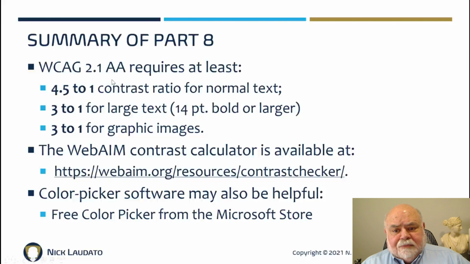So in summary, WCAG specifications for version 2.1 AA version tells you that you need to find a contrast ratio of 4.5 to 1 for normal text, that you can go down to less contrast, 3 to 1 for large text and for images. Large text being defined as anything 14 point bold or bolder or larger.